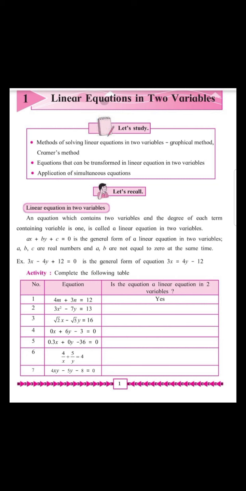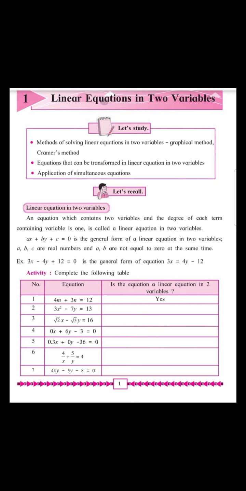4m plus 3n is equal to 12. Compare this equation with the definition. Is there two variables? Yes. Which are the two variables in given equation? First variable is m, second variable is n. And what is the value of a, b, c? A is equal to 4, b is equal to 3 and c is equal to minus 12. That 12 which is at the right side of the equation. If we convert this equation in the general form, 4m plus 3n minus 12 is equal to 0.